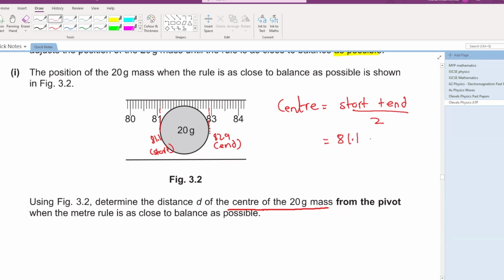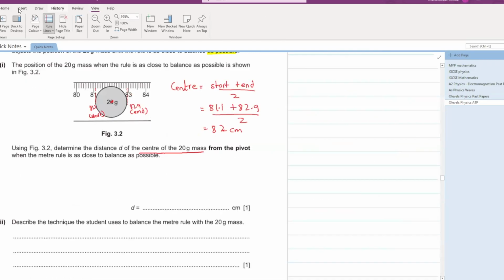What is the starting position? 81.1. What is the ending position? 82.9, divided by 2. Let's calculate this. 81.1 plus 82.9 divided by 2 gives you an answer of 82. So the center of this mass is at the 82 centimeter mark.